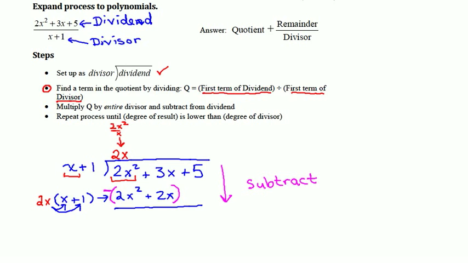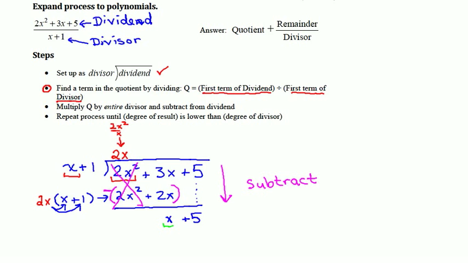2x squared minus 2x squared, those drop out completely. And this should happen every single time. It's the nature of how we calculated this that we will reduce a term with each step. Then the next one we have is 3x minus 2x, which gives me simply x. And similarly, I'll bring down my plus 5 so that my dividend is now x plus 5. I have now done one complete rotation. I'm just ready to repeat the process.